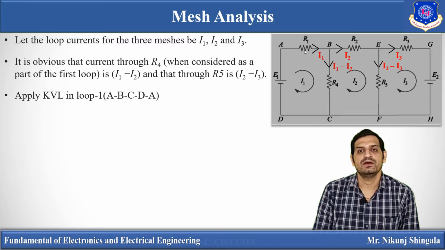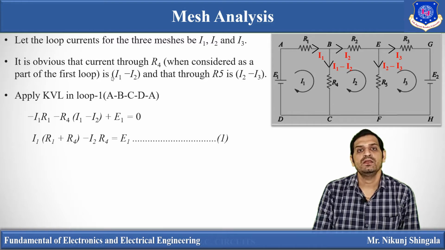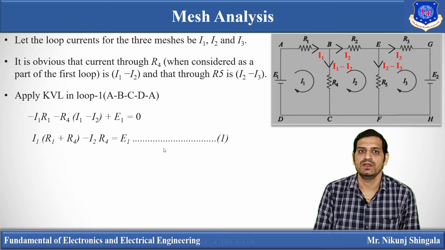Starting here, current is entering in this direction and we are traveling in the direction of current, so this drop will be negative. So, minus I1 R1. Similarly, we are traveling in the same direction as the current flowing through R4, which is I1 minus I2, so we can write minus R4 in bracket I1 minus I2. Now here, the negative terminal of the battery is coming first, so plus E1 is equal to 0. If we solve this, we get I1 in bracket R1 plus R4 minus I2 R4 is equal to E1.